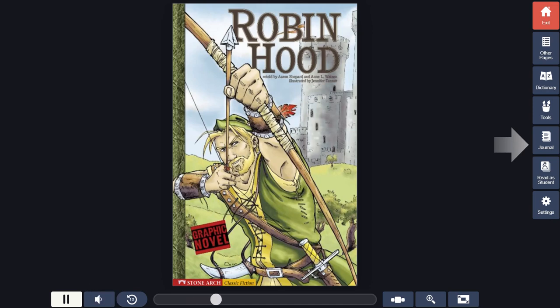Robin Hood. Retold by Aaron Shepard and Anne L. Watson. Illustrated by Jennifer Tanner.